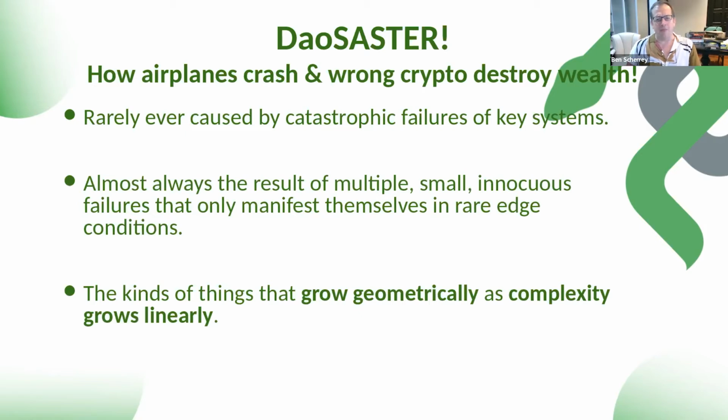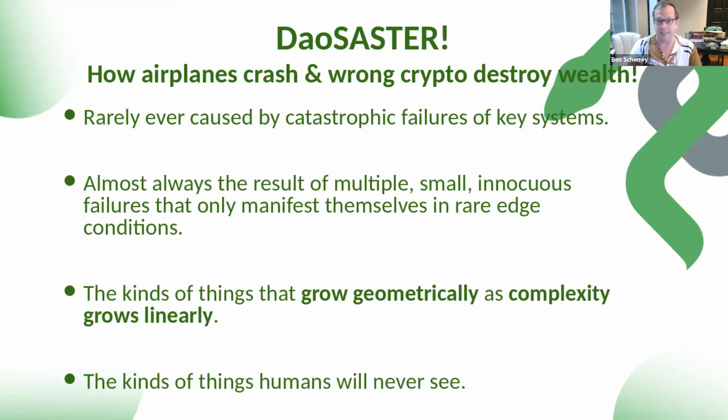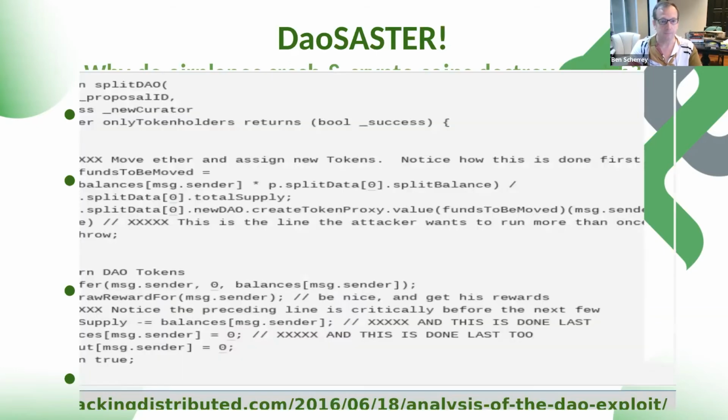And it's always caused by things that grow geometrically as the complexity that drives them increases linearly. This is a very well-known phenomenon, and something that we encounter all the time. As the complexity of our contracts goes up linearly, the danger and the outcome of what needs to be tested or what could possibly happen goes up geometrically, right? And these are the kind of things that humans cannot see. We have to build technology that prevents this stuff from happening in the first place.